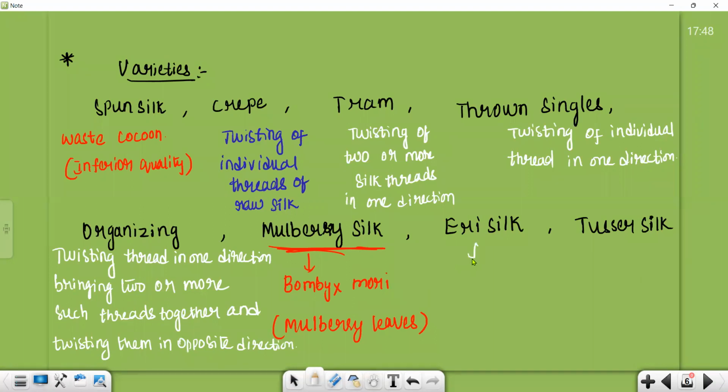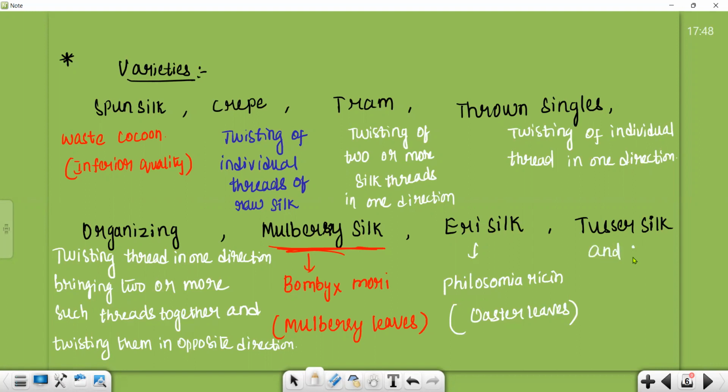Understood? So eri silk is produced from the species called Philosamia ricini. From this, eri silk is produced and it feeds on castor leaves. Whereas Tussar silk and Muga silk are produced by Antheraea worms.